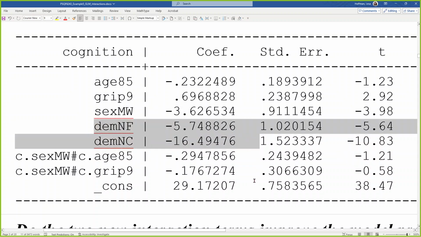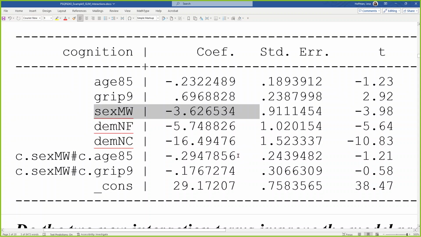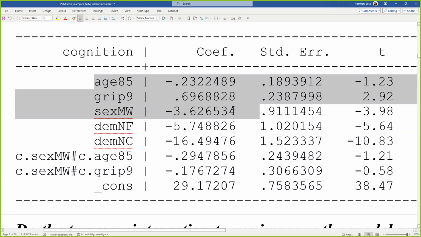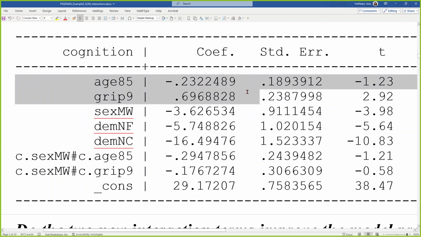How about the dementia groups? Are they marginal or conditional? These are marginal. The dementia is not in any interaction terms, but gender is. My head was in the next problem. I apologize. So age and grip and gender are all conditional because they're part of these interaction terms. So in order to know how to interpret them, I have to know when the interacting variables are 0. So age and grip are both conditional on the same thing. Who are they for?